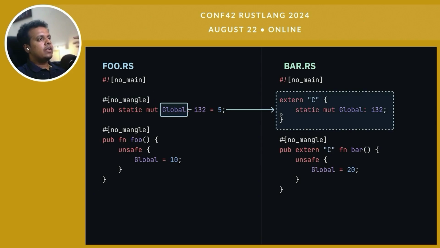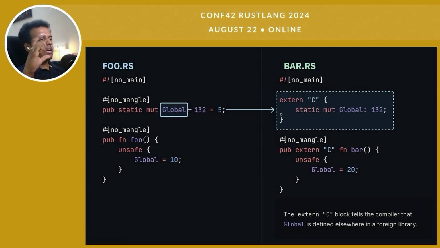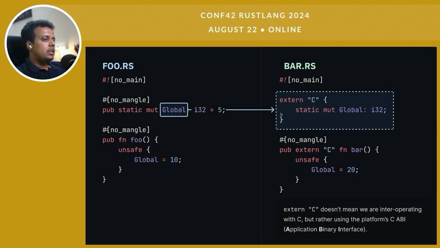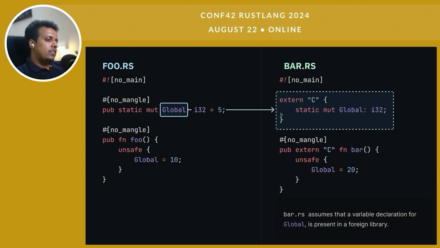What is effectively happening here is that, as I mentioned, we have an extern C block, which is telling the compiler that there is a global variable defined elsewhere in a foreign library. For bar, the foreign library is foo. And when you say extern C, it doesn't mean we are interoperating with C, but rather we are using the platform C ABI, where ABI is application binary interface. So what that effectively means is bar is assuming that a variable declaration for the global variable exists somewhere.